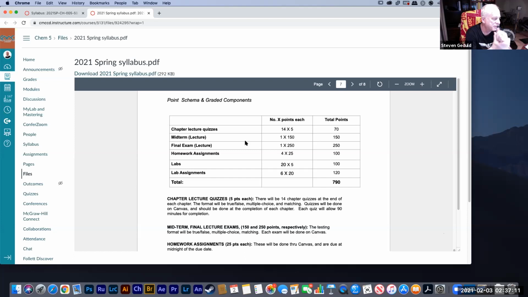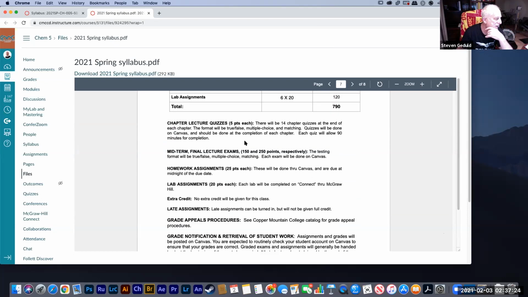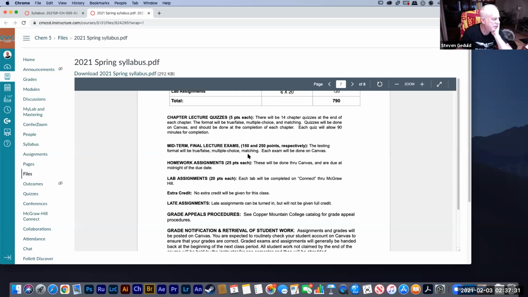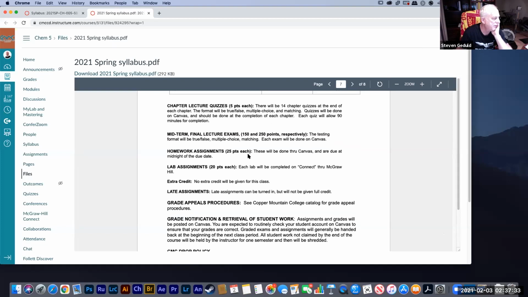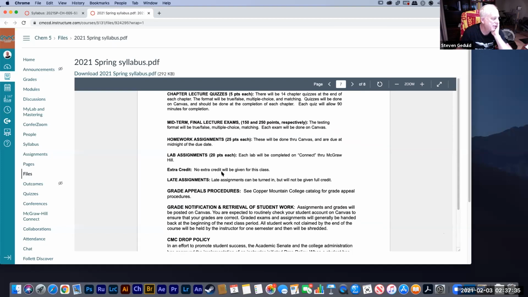Okay, perfect. So the total is 790 points. That's how much you can earn in class. And then we do a percentage of that to determine your breakdown. If you get 790 points, you've got 100%. And this just breaks down what we talked about: the chapter lecture quizzes, the midterm and final lecture exams, homework assignments, lab assignments, extra credit, no extra credit. So do the work you have, and you'll have enough credits to get good grades in the class.